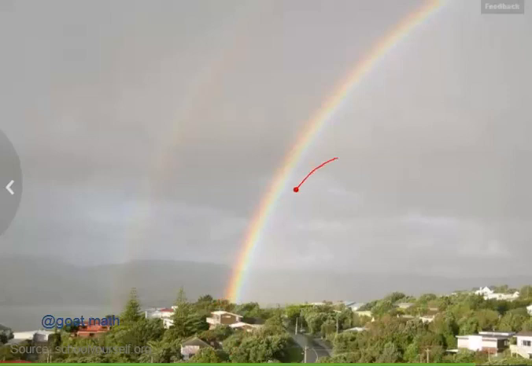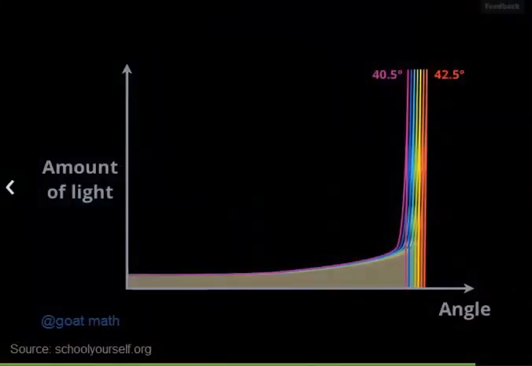And remember we noticed that the sky was brighter underneath the rainbow and darker over the rainbow? Why is that? Well, here's our graph of the different colors coming out of the raindrop. Notice that for angles greater than 42.5 degrees, there's no light of any color coming from the raindrops. So these angles will appear to be darker.